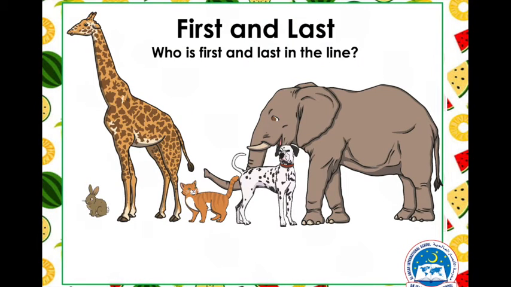Now let's look at first and last. Which animal do you think is first in the line? We're going to start from our left side. So, if you've guessed that the bunny is first in the line, amazing job, well done. Which animal is last in the line? If you've guessed that the elephant is last in the line, wow, you are doing super.